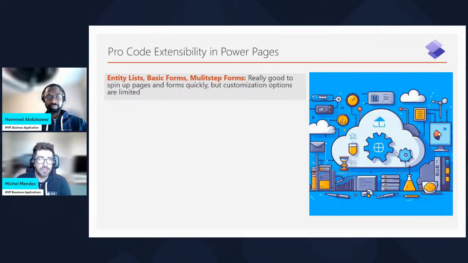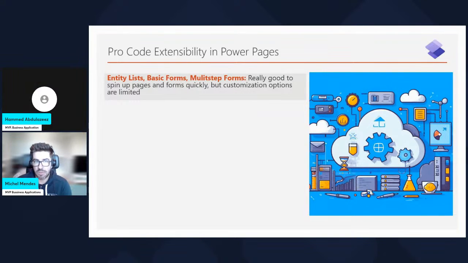So I would be using Pro Code extensibility in Power Pages. Even though Microsoft promotes Power Pages to be a low-code website development tool, you can do a lot only configuring entity lists, basic forms, and multi-step forms. It's really good to spin up pages and forms very quickly, but the only problem is if you need to customize the pages a lot, the customization options are limited. You can still do a lot.